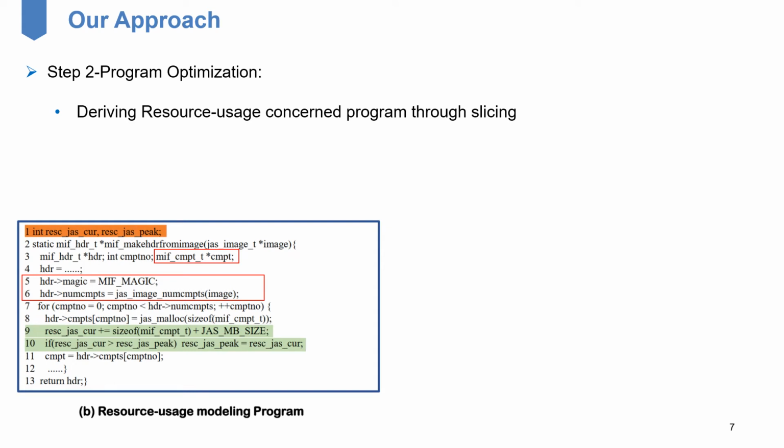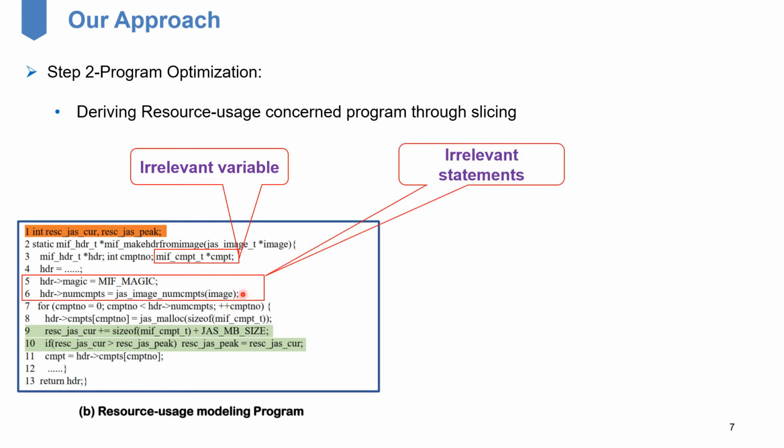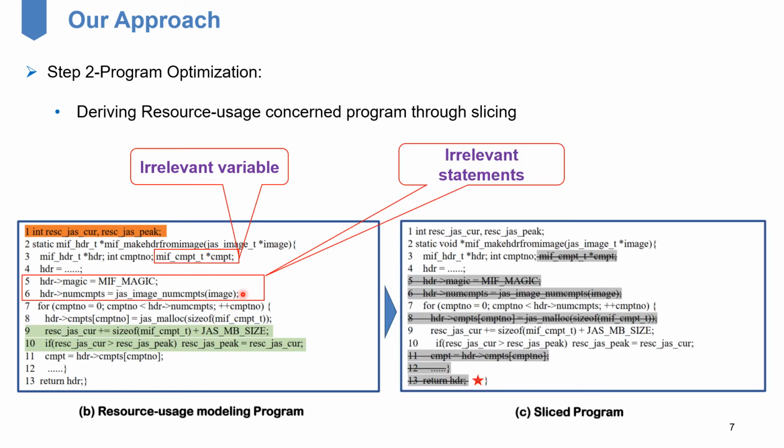Step 2, program optimization. We reduce program scale by program slicing when only concerning resource usage. We do this optimization based on the insight that many variables and statements in the program are not relevant to resource usage, so we can conduct program slicing over the resource usage modeling program. You can see in our example, this one is irrelevant variables, and this one is irrelevant statements. So, in our example, the variables and statements colored green are removed by program slicing, which makes the program slimmer, and then we get the sliced program.